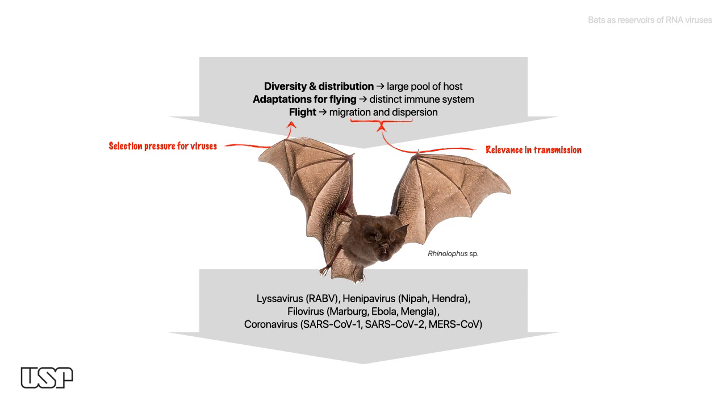Thus, lyssavirus, for example rabies, henipavirus, for example Nipah and Hendra, filovirus, for example Marburg, Ebola and Menglà, and coronaviruses, SARS-CoV-1 and 2 and MERS-CoV, all RNA viruses, have bats as hosts.